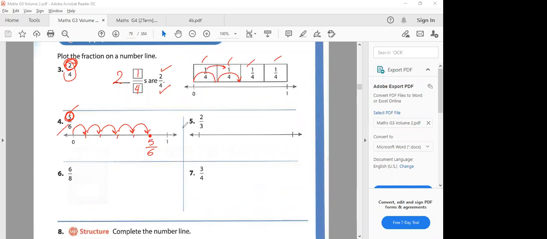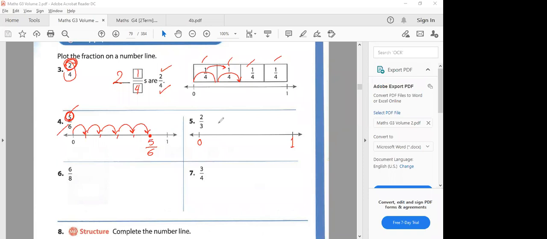Karim, here we have 2 over 3. So we said if we have a fraction like this, we need to find the number line like this, starting with 0 and finishing with 1. This is the first thing. Second thing, we divide the distance between 0 and 1 into how many parts? How many equal parts here?